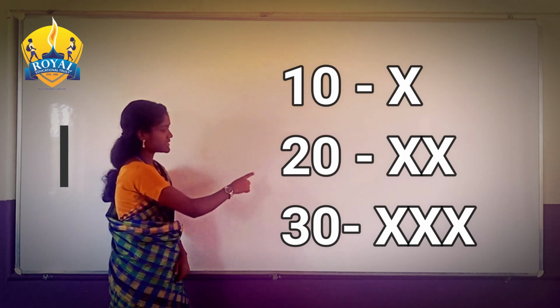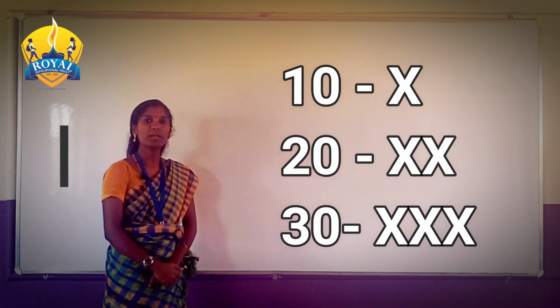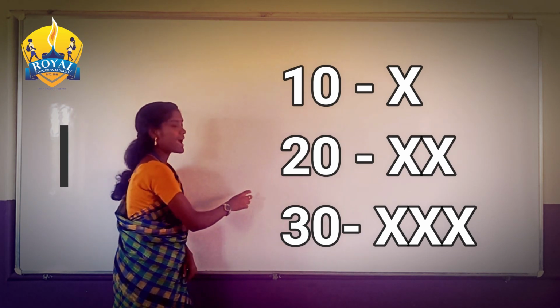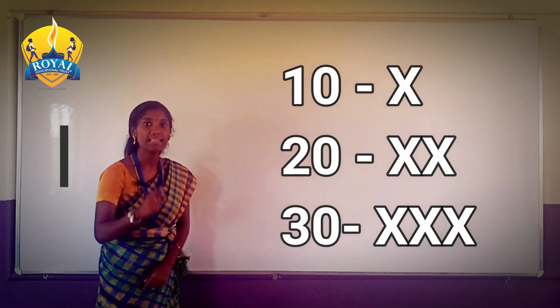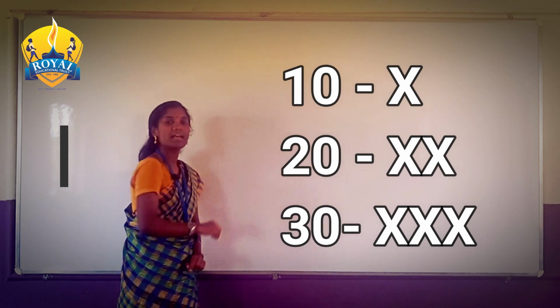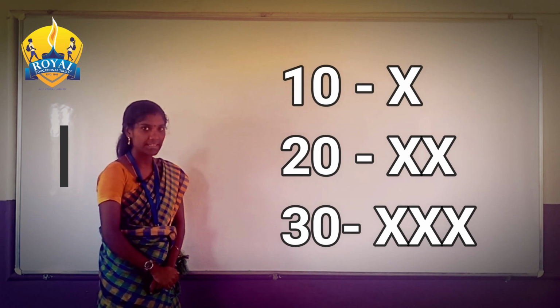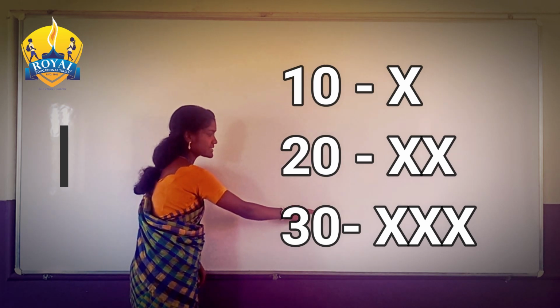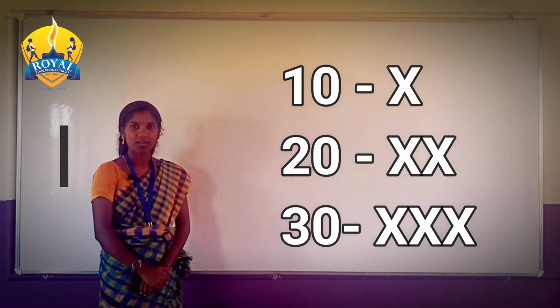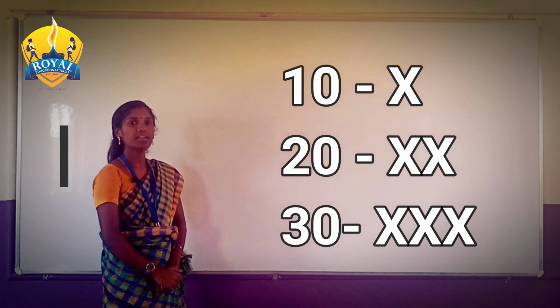Like this, 10 is X. The Roman number for 20 is XX. The Roman number for 30 is XXX. Are you clear? Okay.